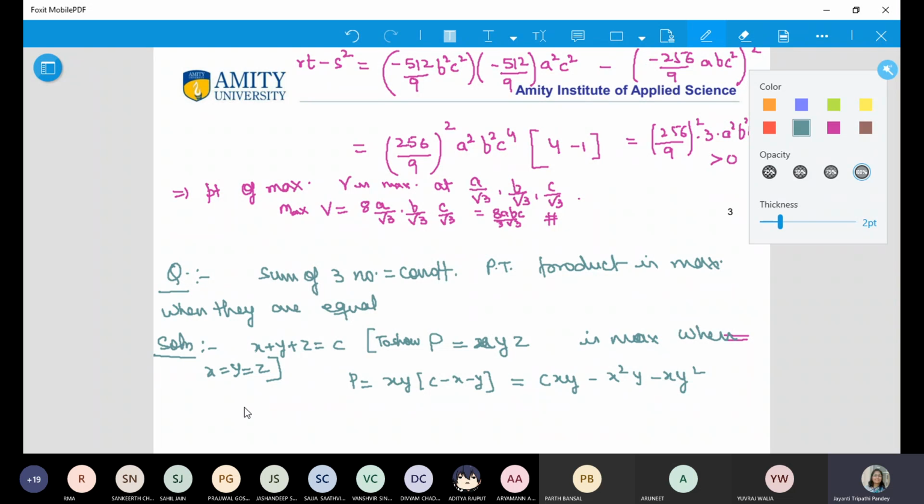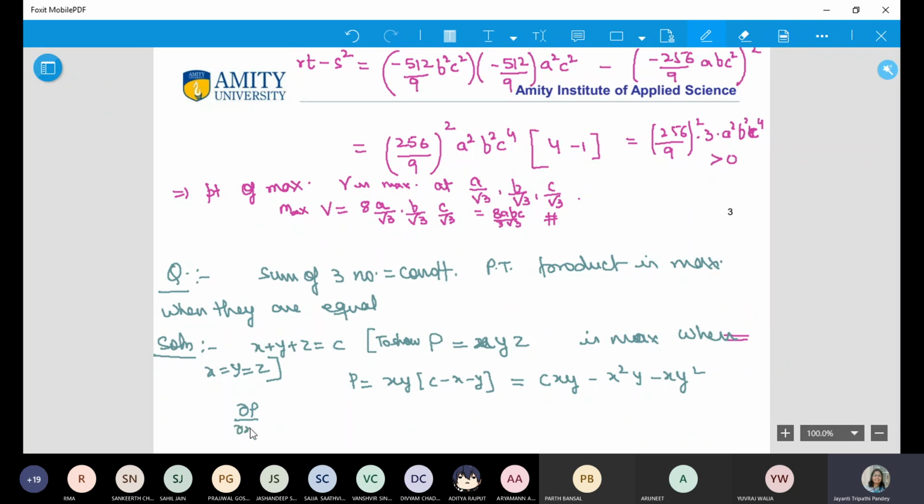So the process is simple. Find del p by del x, so that is cy minus 2xy minus y square, and del p by del y is equal to cx minus x square minus 2xy. Okay, now equate this to 0 and equate this to 0.